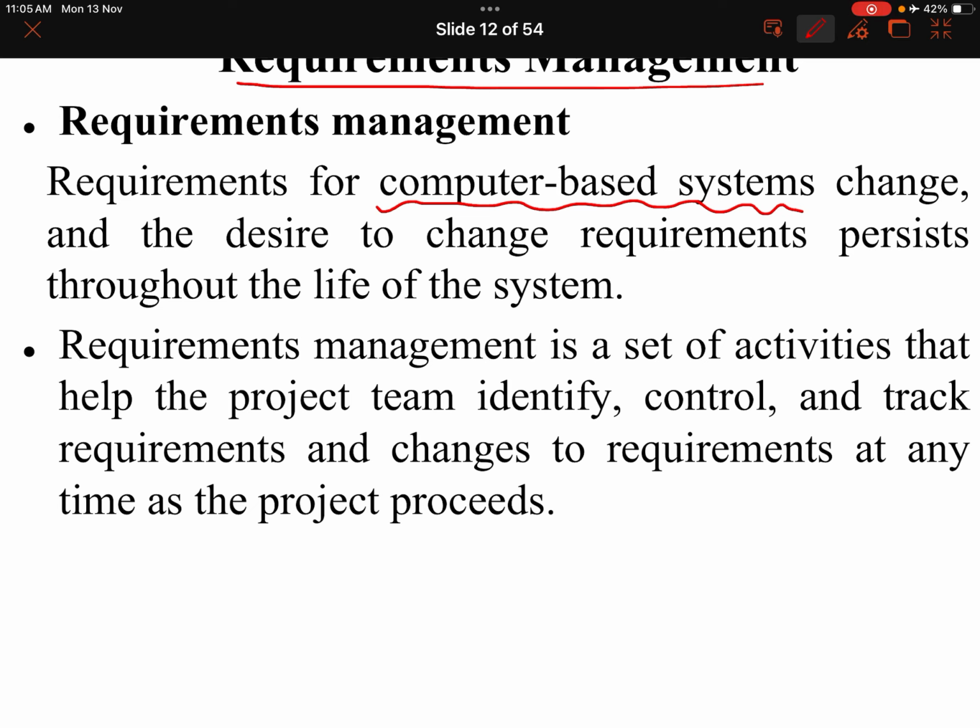So, what is requirements management? It is a set of activities that helps the project team to identify, to control, and to track the requirements and the changes to the requirements at any time as the project proceeds.